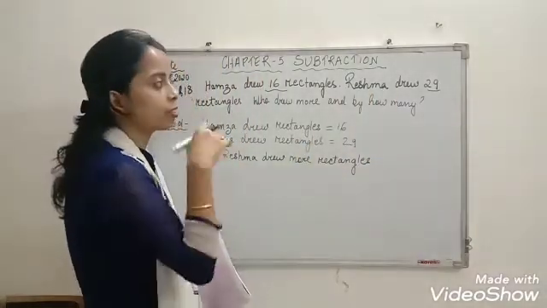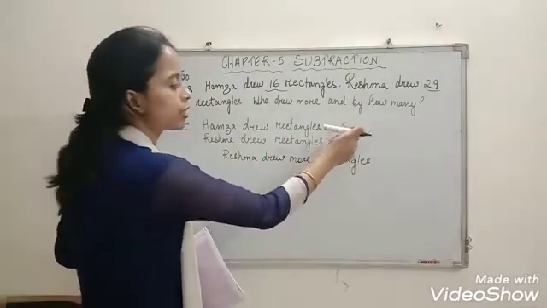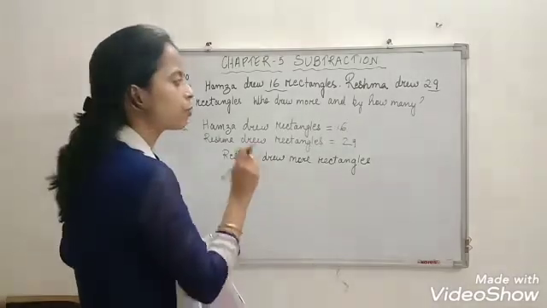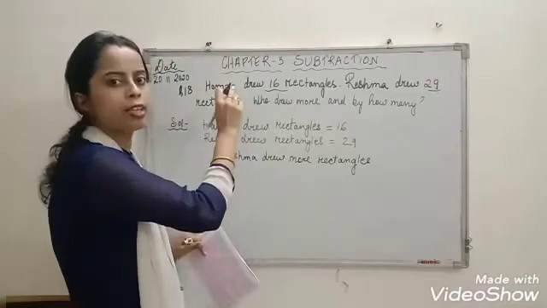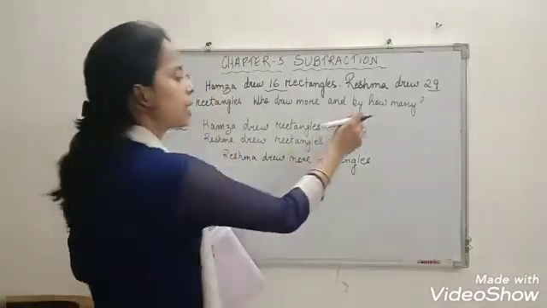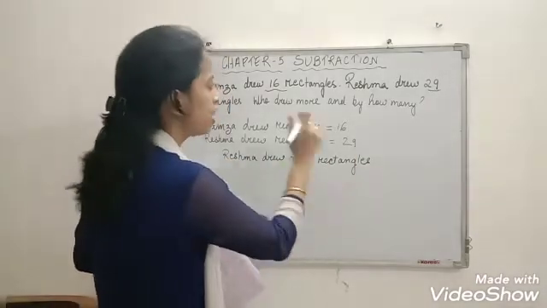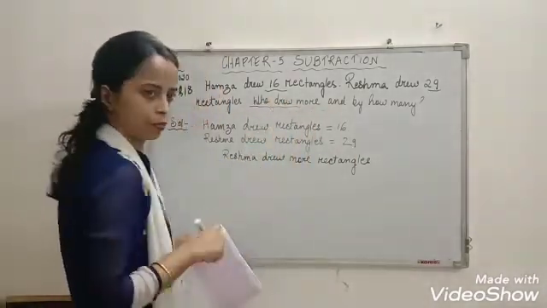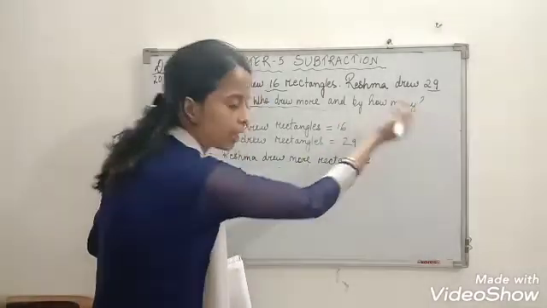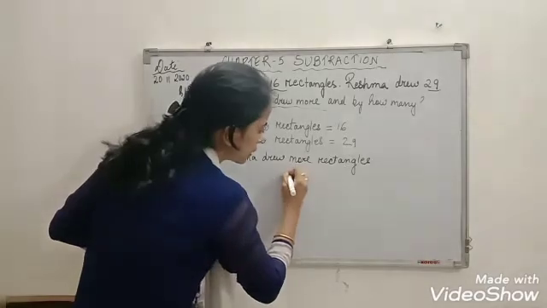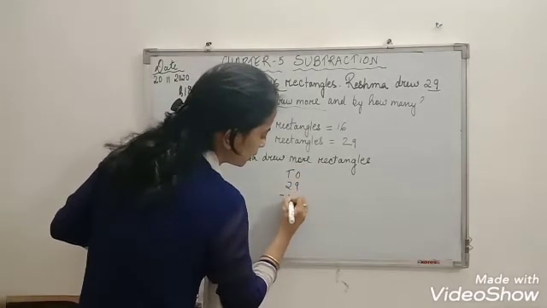To find out how many, what do you have to do? We are going to subtract 16 from 29. Then we will get how many more rectangles Reshma drew than Hamza. By seeing this, we can easily tell who drew more. Reshma drew more rectangles. So the first part we got. Now the second part, by how many? To find out, we have to do subtraction. 29 minus 16.